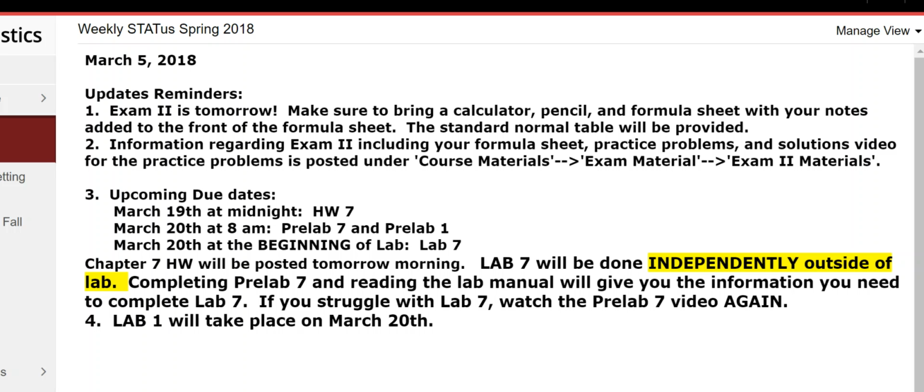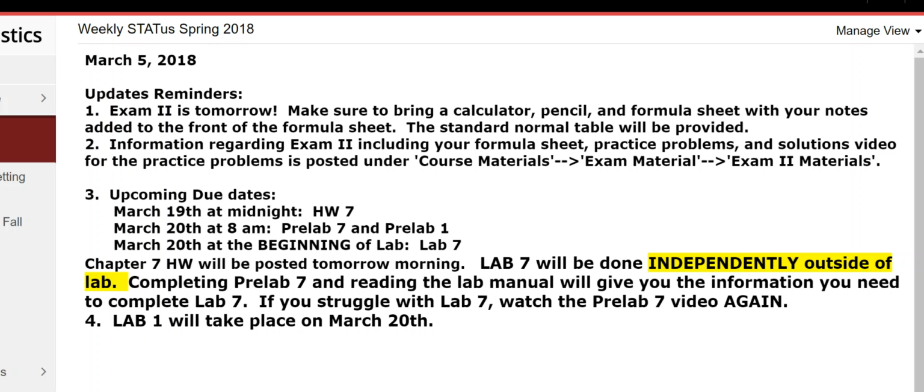The only information you need to have in order to get lab 7 done in terms of instructions is you need to do pre-lab 7 and read the lab manual. Now, if you struggle with lab 7 after doing that, then I would suggest that you go back and watch the pre-lab 7 video again. It's going to have the StatCrunch instructions, and there might be some detailed instructions in there that you're not going to get from just watching the video one time. So you'll just need to go back and watch that video more slowly until you get it figured out.